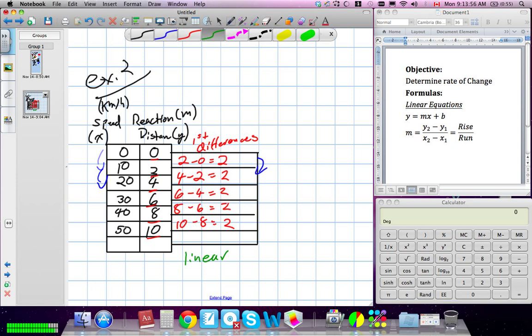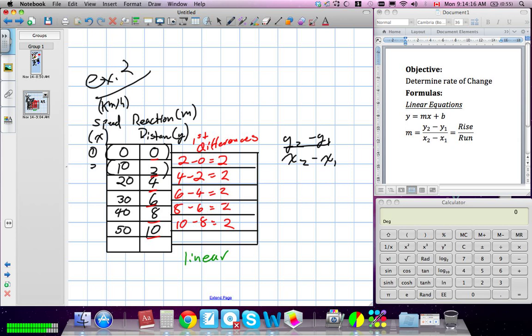So we're going to take y2, subtract y1, divided by x2, subtract x1. And we're going to use the very first 2 coordinates. First one is 0 and 0. Second one is 10 and 2. We'll call this coordinate 1 and coordinate 2. So we have x1, x2, y1, y2.